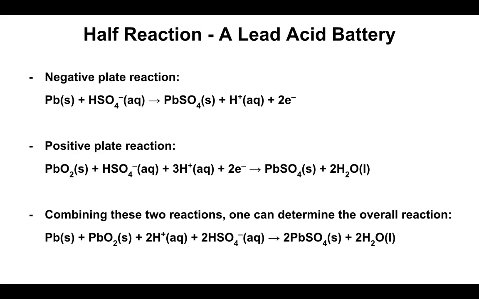So the bottom equation shows the full redox here, and that occurs by combining the half reactions together. So this is an important process. You take the anode and the cathode half reactions, and when you combine them together and cancel out any commonalities on each side, you get the overall net redox reaction.